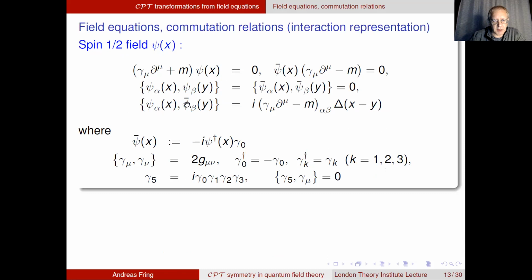This field psi bar is conveniently defined in this way. So this is a row vector, whereas psi is a column vector with 4 entries, and it's defined like this: minus i, of course the square root of -1, psi dagger, and we multiply from the right with gamma 0.